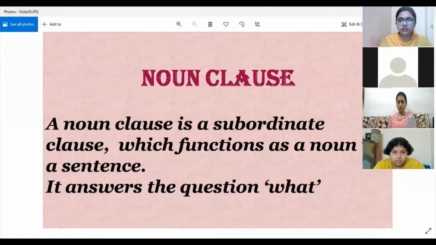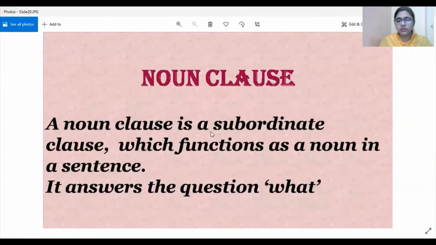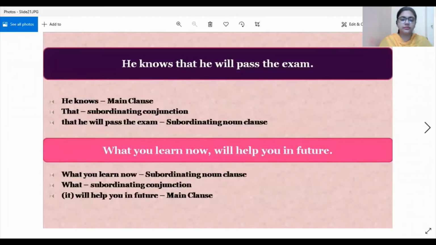First one is noun clause. Now, what is a noun clause? A noun clause is a subordinate clause which functions as a noun. So as the name suggests, it is very easy to define a noun clause. It will always function as a noun. Which part of speech will it function as? As a noun, because as the name suggests, noun clause. It answers the question what. So you have to keep this in mind, that you have to ask the question what when you read a sentence, and when you get an answer to your question what, that answer will be your noun clause. So we will look at the example and get a clearer picture of this definition.